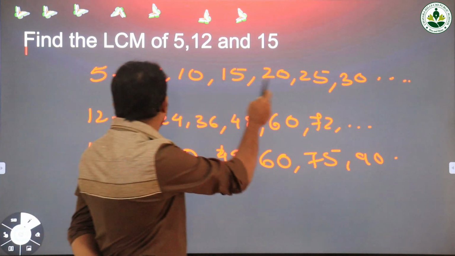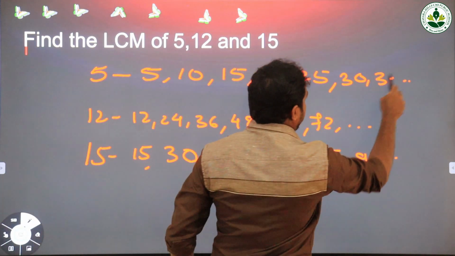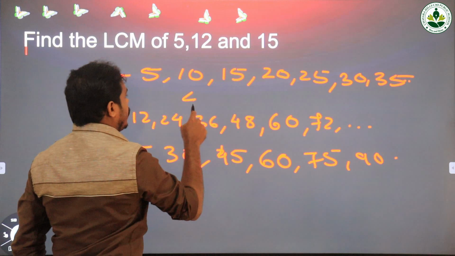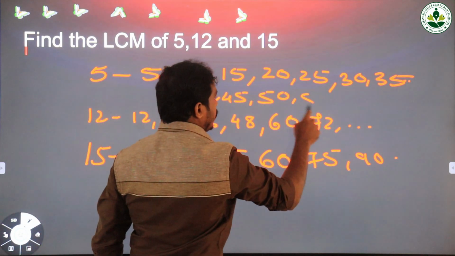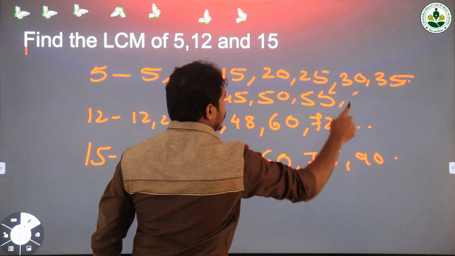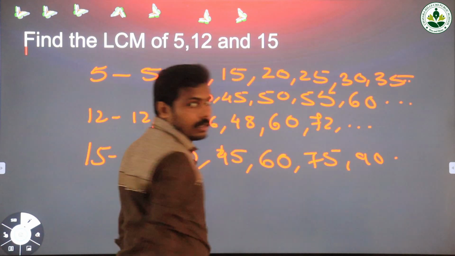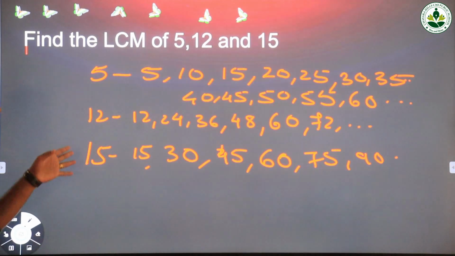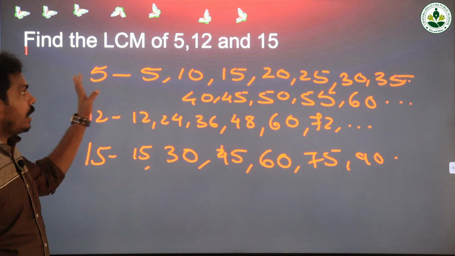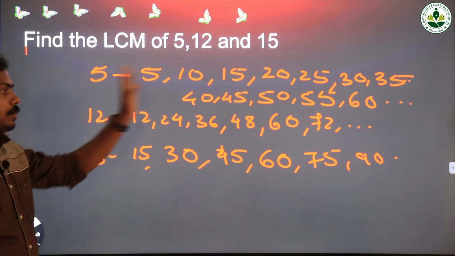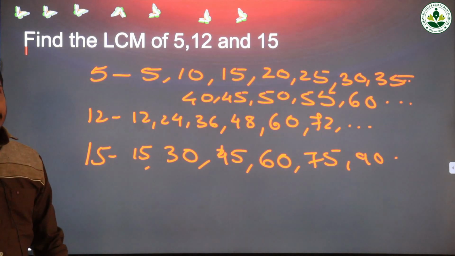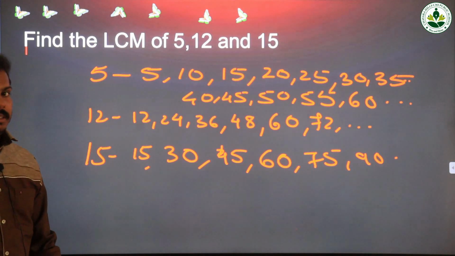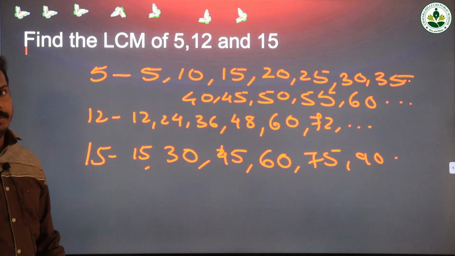Here, 5, 10, 30, 35, 40, 45, 50, 55, 60, etc. So we got the multiples of 5, 12 and 15. First we write the multiples of 5, then we write the multiples of 12, then we write the multiples of 15. This method, is it difficult? Yes, it is difficult to find.